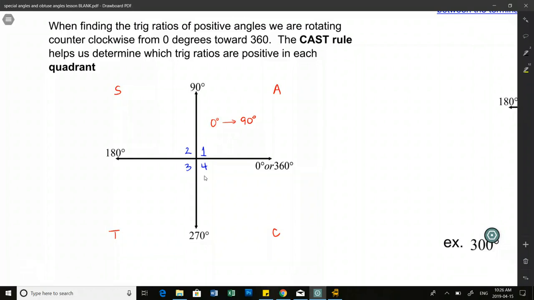So A stands for the word all. And what this means is that all trig ratios in this section here are positive. So I want you guys to get your calculators in degree mode, and I want somebody to give me a value between 0 and 90. 60. Okay, that works. I want you guys to take the sine of 60, the cos of 60, and the tan of 60. I'm not interested in the actual values. I'm just interested in whether you get positive answers for them or negative answers.